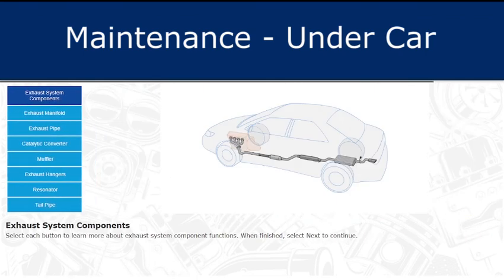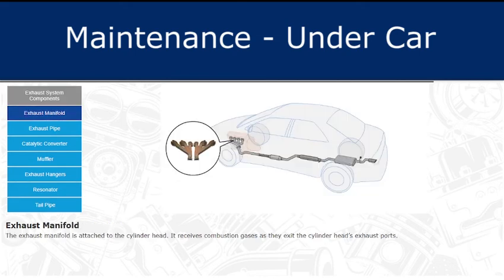The exhaust system consists of the exhaust manifold, exhaust pipe, catalytic converter, muffler, exhaust hangers, resonator, and tailpipe. Select each component label to learn about its function. The exhaust manifold is attached to the cylinder head. It receives combustion gases as they exit the cylinder head's exhaust ports.